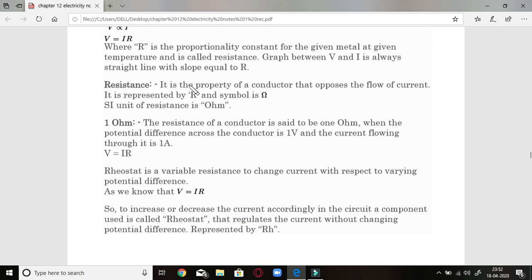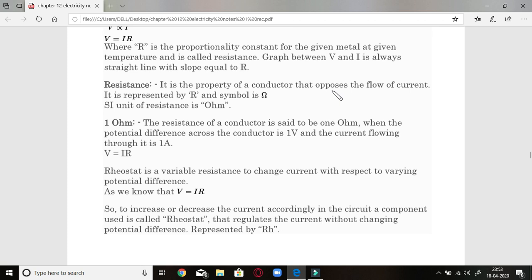Now let us see what is the definition of this constant, resistance. It is a property of a conductor that opposes the flow of current. जब भी कभी करंट फ्लो होता है किसी भी कंडक्टर में, whether that's a wire or any appliance, we always note that it gets heated up. That is the opposition given to the flow of current, and this opposition is because of the property of that particular conductor, and we call it resistance.